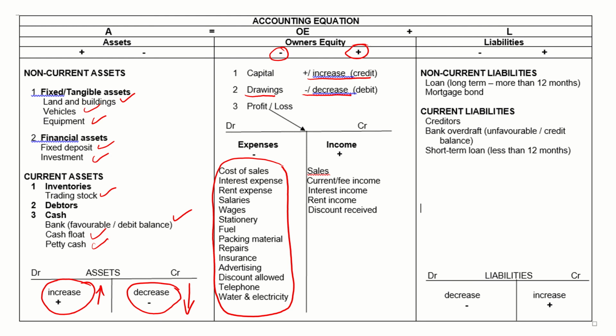Non-current liabilities have long-term loan and mortgage bond. I did explain that. Current liabilities, we have creditors. These are people from whom we buy on credit. Bank overdraft is when you withdrew money from your bank account. And short-term loan. Liabilities increase on the credit side, and they decrease on the debit side.